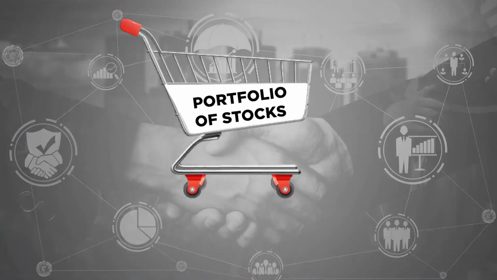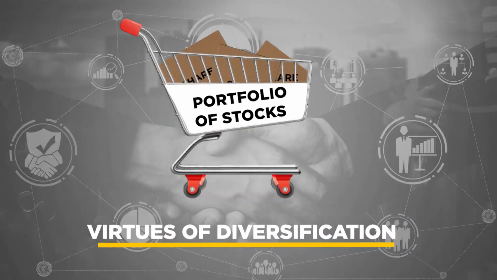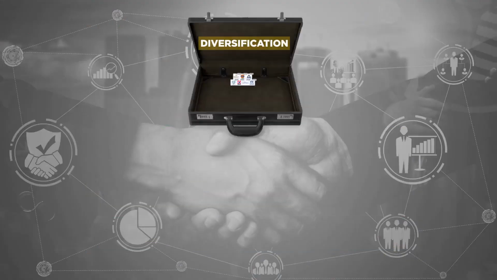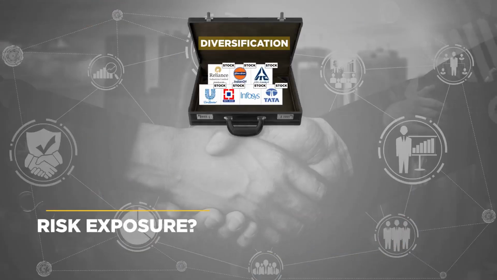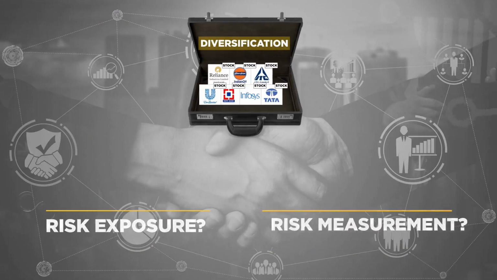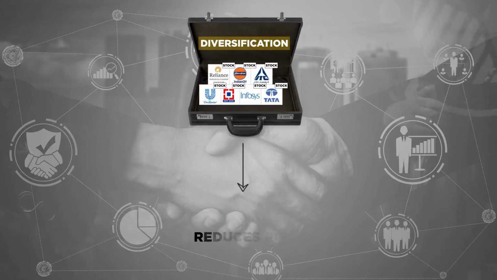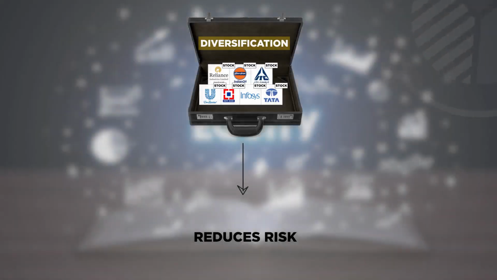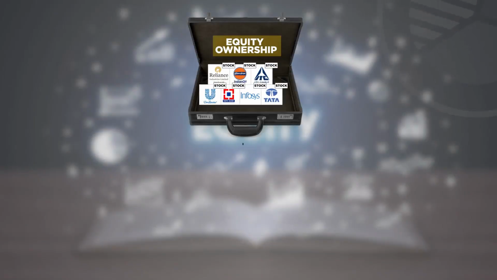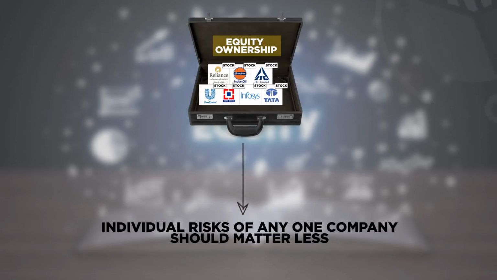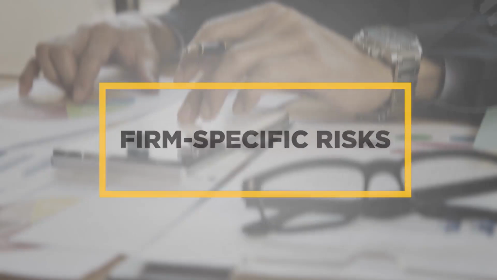We've talked about portfolios of stocks, we've talked about diversification. So what happens when we preach the virtue of diversification? What happens to risk exposure and risk measurement? If diversification reduces risk, how does it do that? If you own equities in many companies, then the individual risks of any one company should matter less, shouldn't it? Some firm-specific risks cancel out in the portfolio.